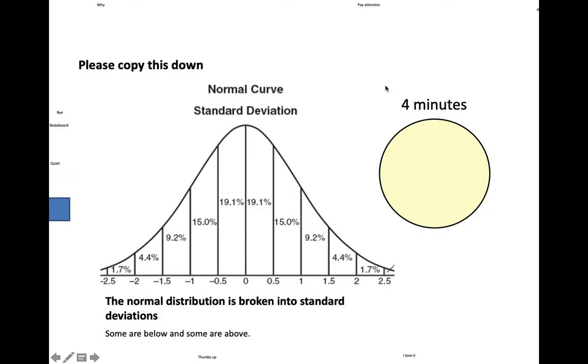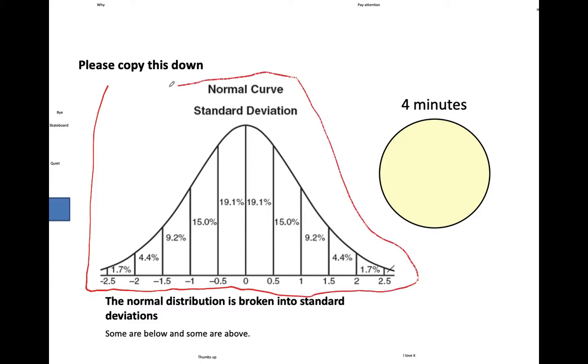What I'd like you to do is spend approximately 4 minutes copying all of this down. What I'd like you to copy down is the diagram and the title above it. You may copy the text below it down as well. However, I'm going to explain this to you and hopefully it will make more sense.